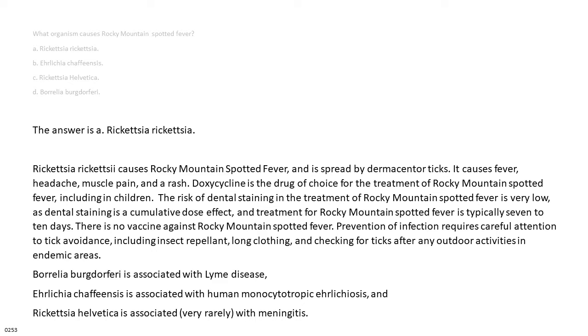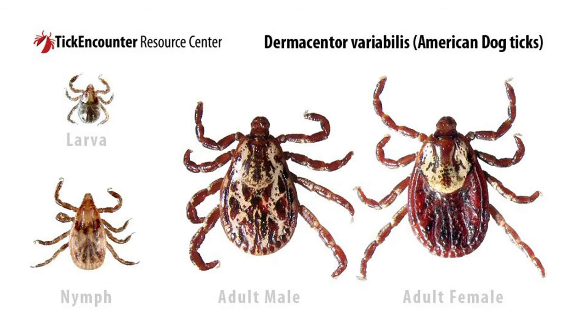There is no vaccine against Rocky Mountain spotted fever. Prevention of infection requires careful attention to tick avoidance, including insect repellent, long clothing, and checking for ticks after any outdoor activities in endemic areas. Borrelia burgdorferi is associated with Lyme disease. Ehrlichia chafensis is associated with human monocytotropic ehrlichiosis, and Rickettsia helvetica is associated, very rarely, with meningitis.